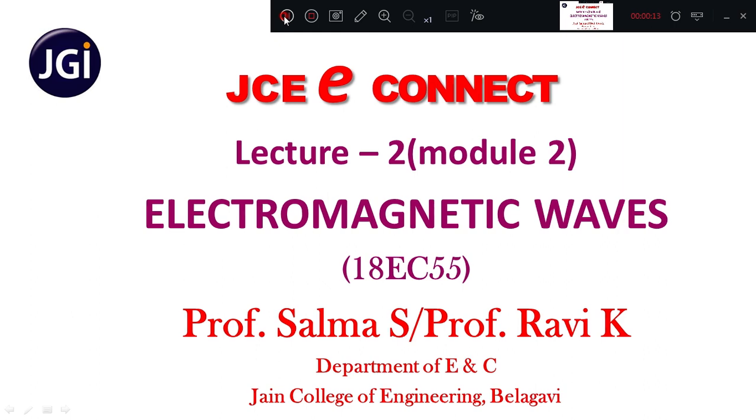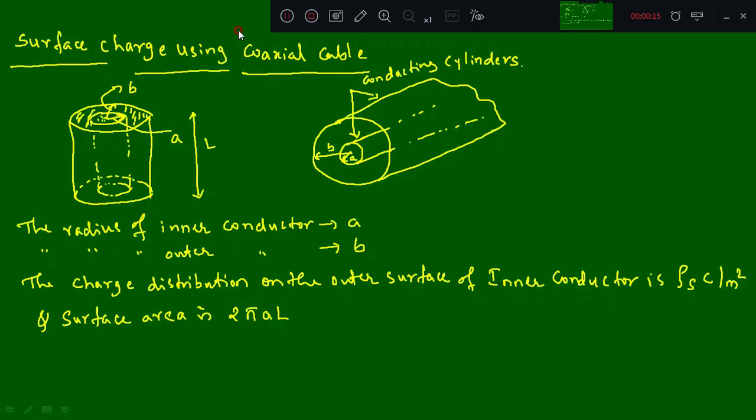The given is a coaxial cable which has two conductors, one is the inner conductor and the other is the outer conductor. The radius of the inner conductor is A and the radius of the outer conductor is B. The charge distribution on the outer surface of the inner conductor is rho s coulombs per meter square, and its surface area is 2 pi A L.